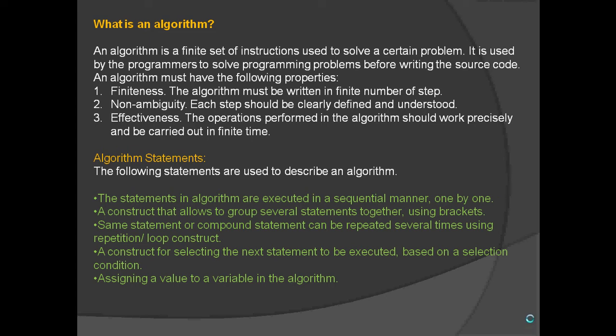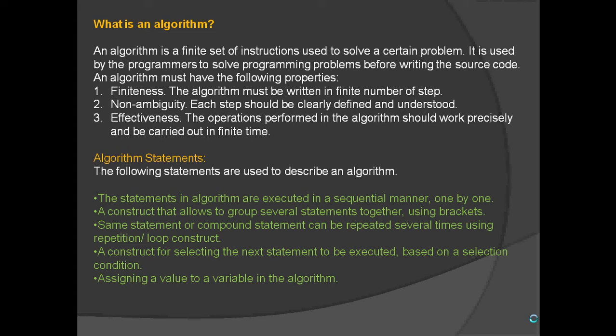What are the following properties? Number one is finiteness. That means the algorithm should be written in a finite number of steps. So the number of steps should be something the programmer is able to count. Okay, here it will start first, in between there will be the inputting of the values and then the processing, and then finally at the last it will stop, like that.